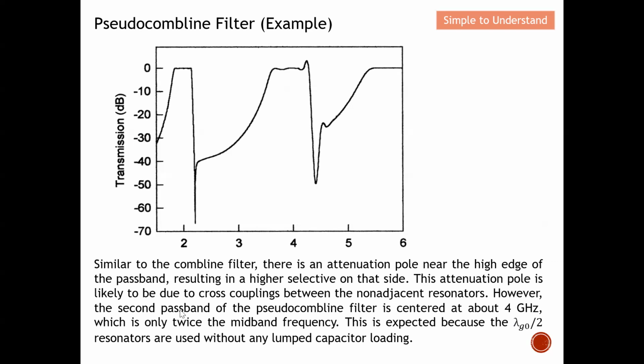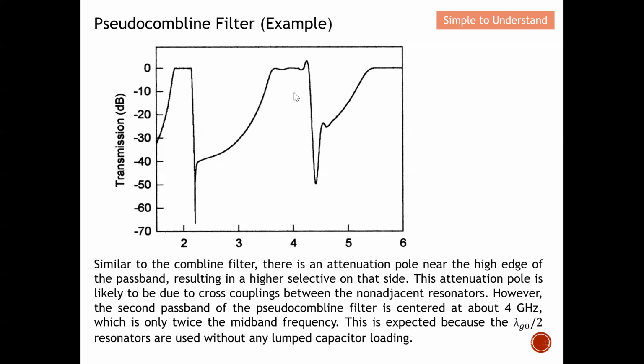However, with the second passband, you can see that the second passband of the pseudo-combline filter is centered at around 4 gigahertz, which is only twice the mid-band frequency. This is expected because the lambda over 2 resonators are used without any lumped capacitor loading. These are undesired. We actually have another passband, about 2 times the design frequency of 2, so we have another passband at 4.